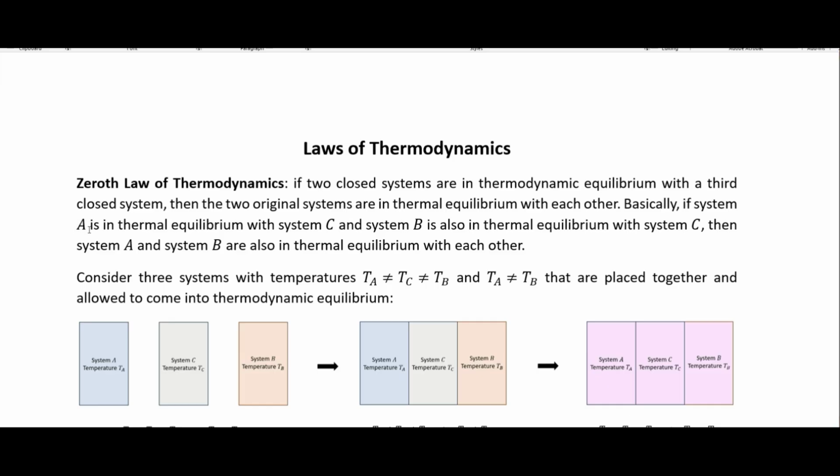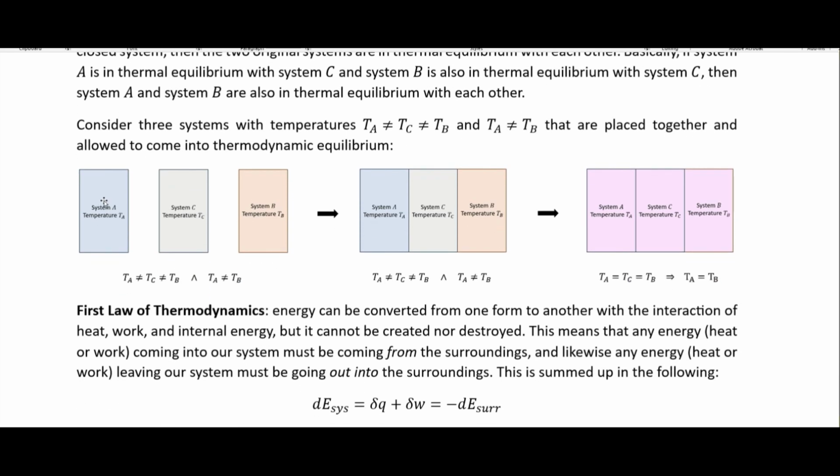Basically, if we have some system A, which is shown in this blue one right here, which is in thermal equilibrium with C, and system B is also in thermal equilibrium with system C, then systems A and B are in thermal equilibrium with each other. So we can think about it like this. If we have some cold system here, some hot system here, and some room temperature system here, such that all three of these systems are closed and they are not equal in temperature with each other, we bring them together so that they can actually exchange energy with each other, but remember, not matter. This is a closed system. They will end up becoming equal in temperature, and that's when they will be at thermodynamic equilibrium with each other. So that is the zeroth law.